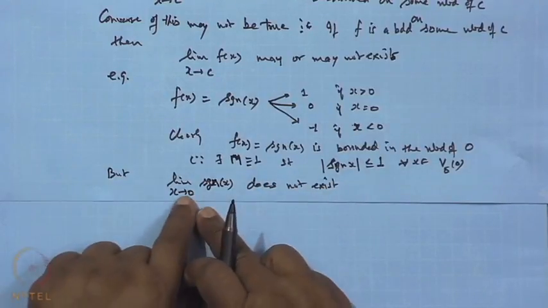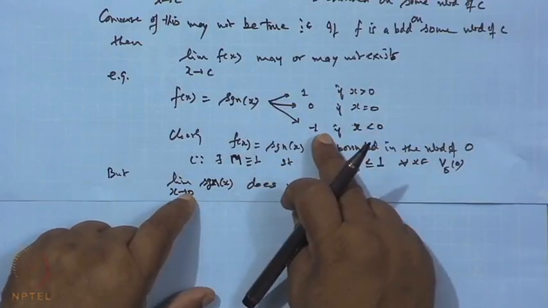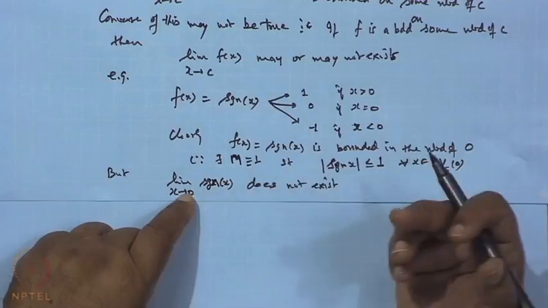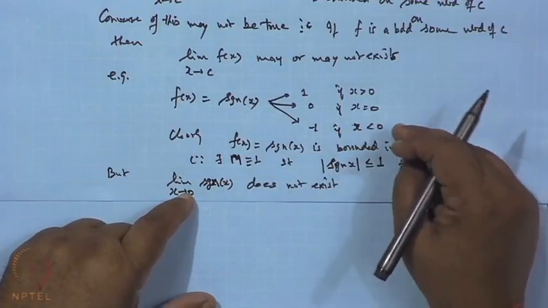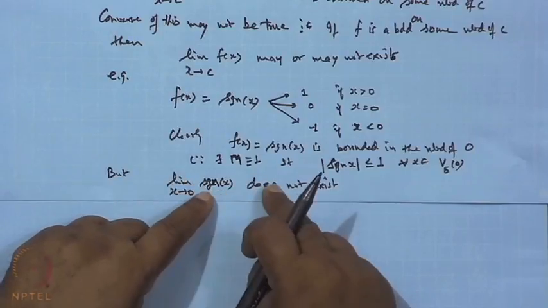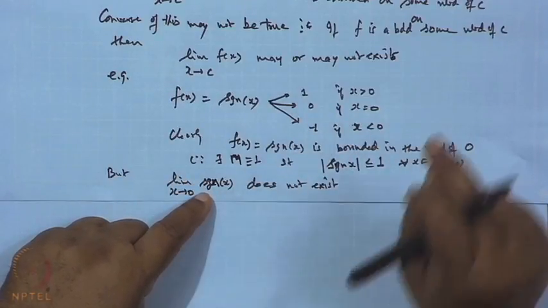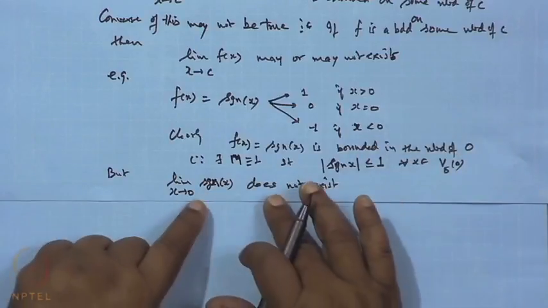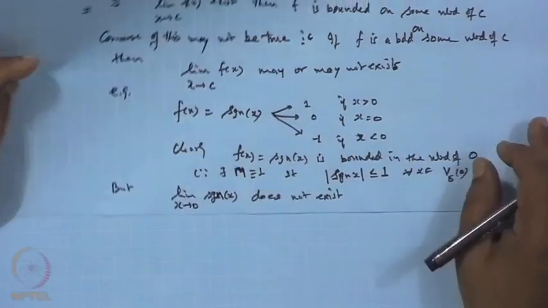because when x tends to 0 from the positive side, the value will come out to be 1, and from the negative side the value will come out to be minus 1. So, the limit is not unique, or we cannot identify a delta such that the difference between f(x) and the number, say 0, is less than a small value epsilon. So, it does not exist. So, what we say is that the converse of this is not true.